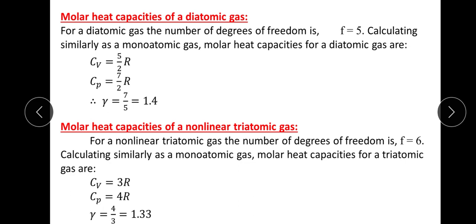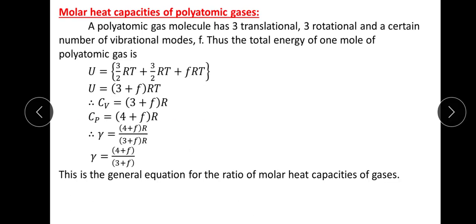So you just remember the values of gamma for monatomic, diatomic and non-linear triatomic gases. And you need to remember the degrees of freedom for each of them. Then you can easily derive this. Fine. We'll move on to the next one.